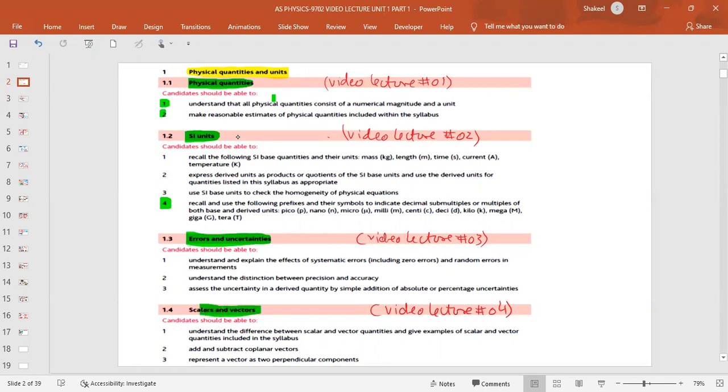And the last section is 1.4, which is scalars and vectors. We're going to study the difference between scalars and vectors. And mainly this section would be dealing with addition of the vectors. So that would be a bit challenging as well. And this is also important because the vector concept is going to be used at many places and in many chapters, both in AS and in A2.